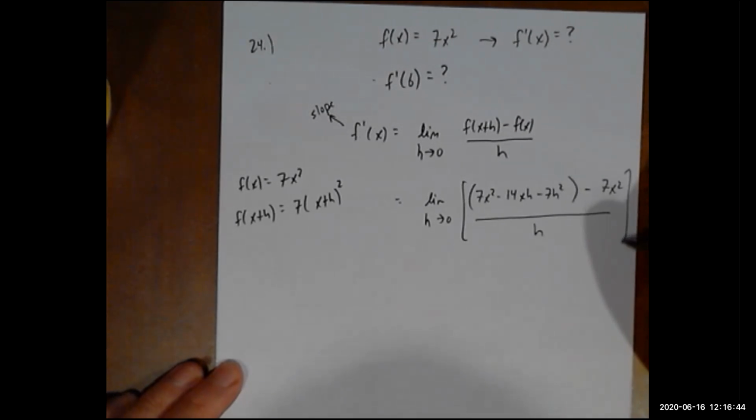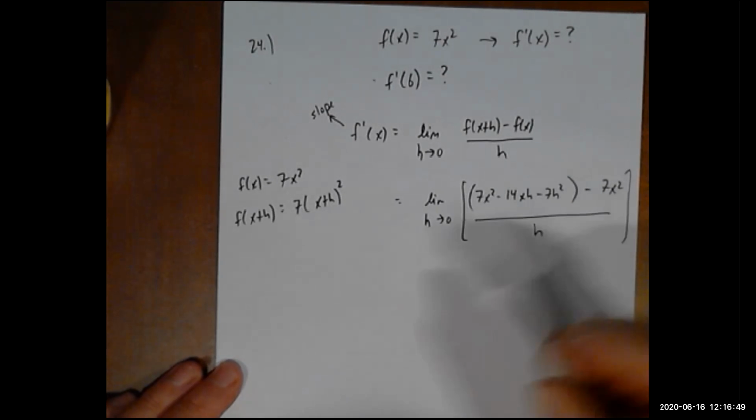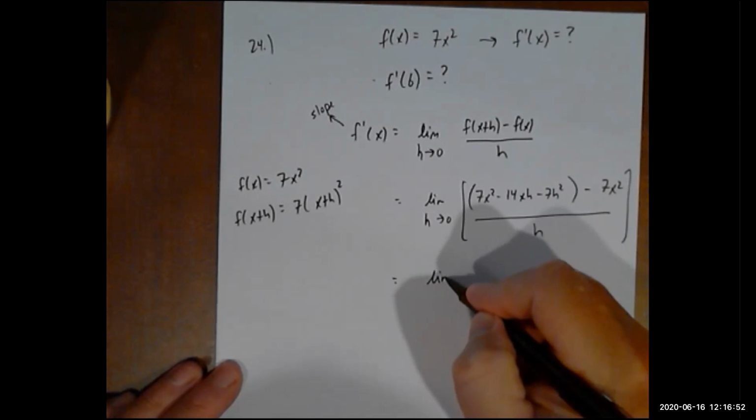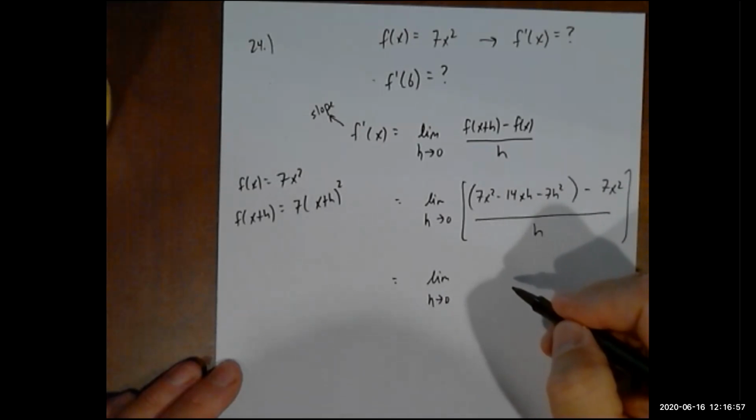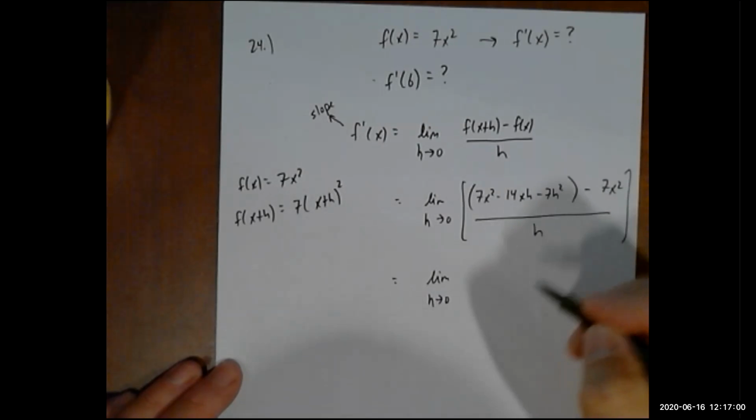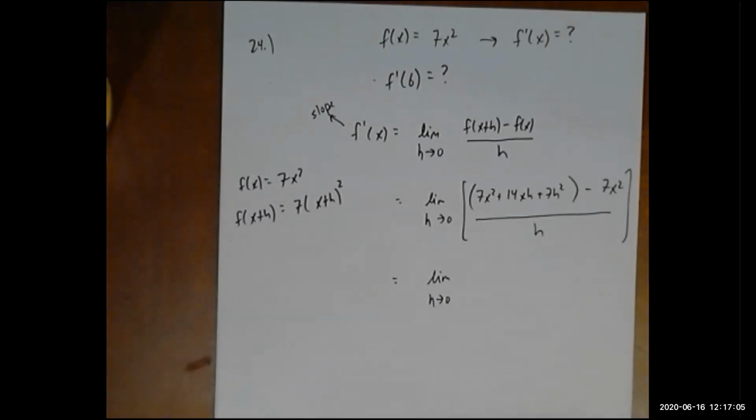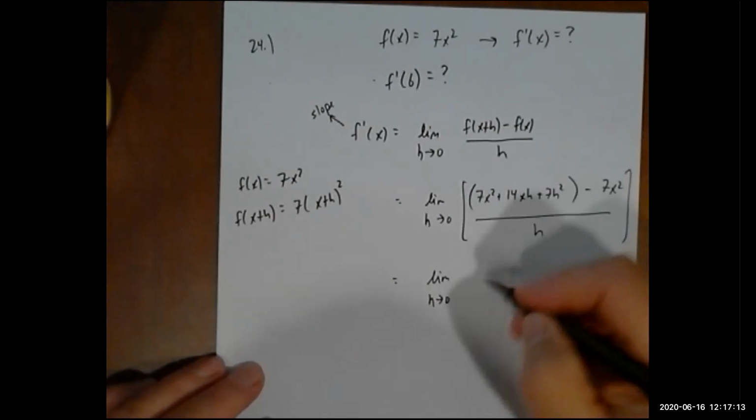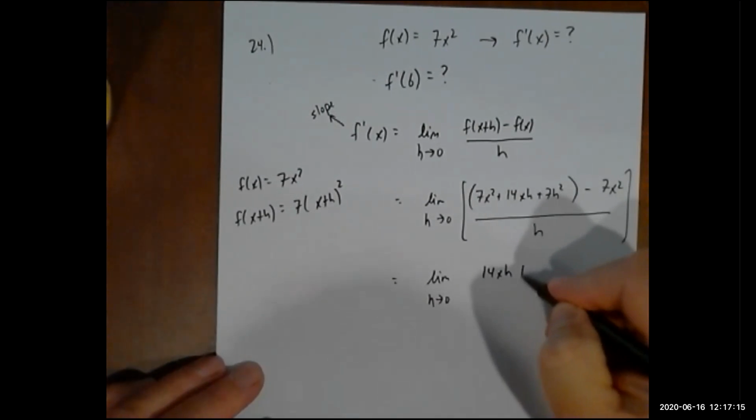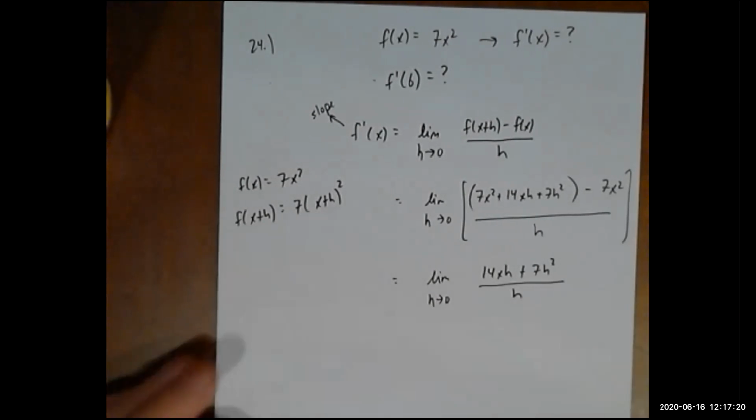So we're taking the limit of this whole thing. Now we should simplify this, and you notice the 7x squared minus 7x squared cancels out. So I end up with, oh, I don't know why I put negative here. Sorry about that. These are all plus. Don't know where that came from. So the 7x squared minus 7x squared cancels out. So I'm left with 14xh plus 7h squared over h.